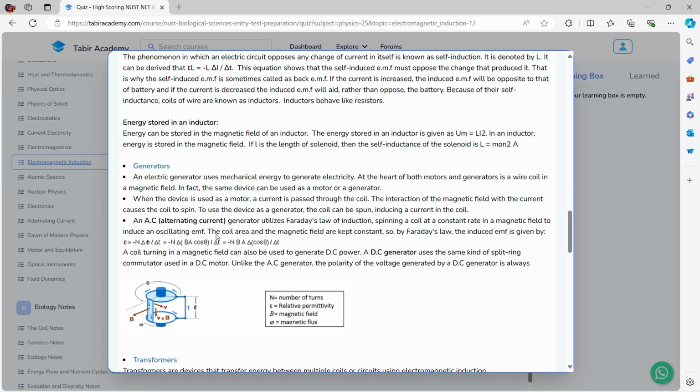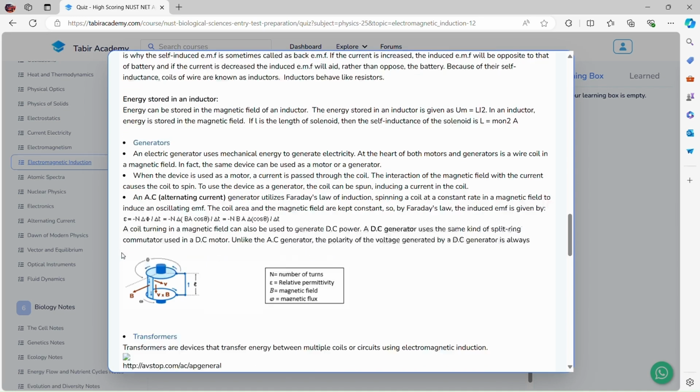An AC generator, alternating current generator, utilizes Faraday's law of induction, spinning a coil at a constant rate in the magnetic field to induce an oscillating EMF. The coil area and the magnetic field are kept constant. So by Faraday's law, the induced EMF is given by this formula.